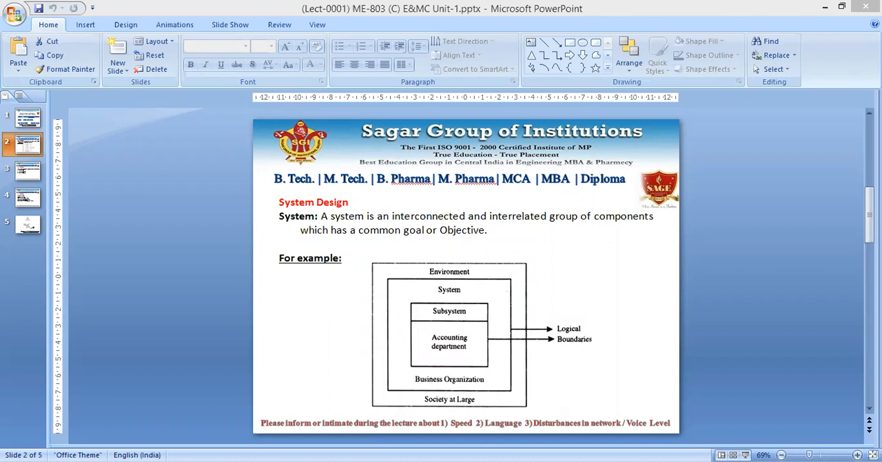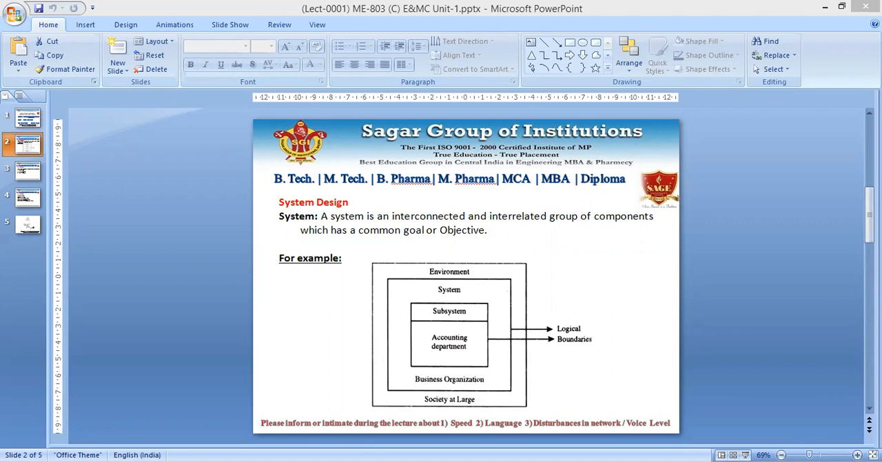So here, as I told you earlier, there is an exchange between input and output, between the environment and the surrounding. So we took input from the environment, processed it within the system, and gave back an output to the surrounding or environment. So here there is an exchange.